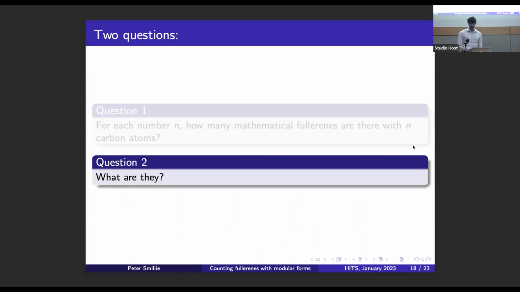So for question 2, what are they? I'm going to point out some things. So first of all, what are they? You could rephrase in terms of like, how should you name them? I mean, what are they? What format do you want the answer?